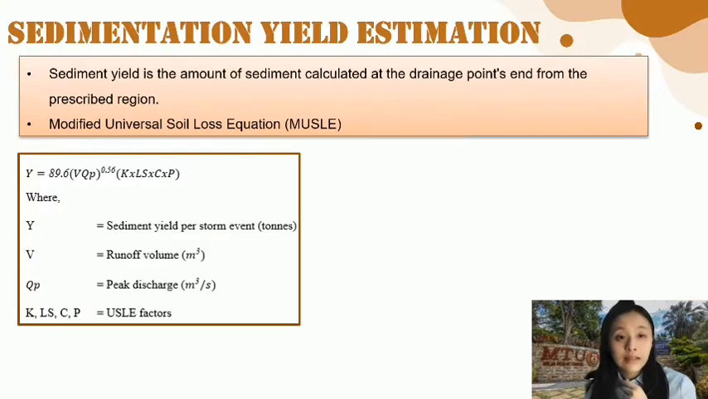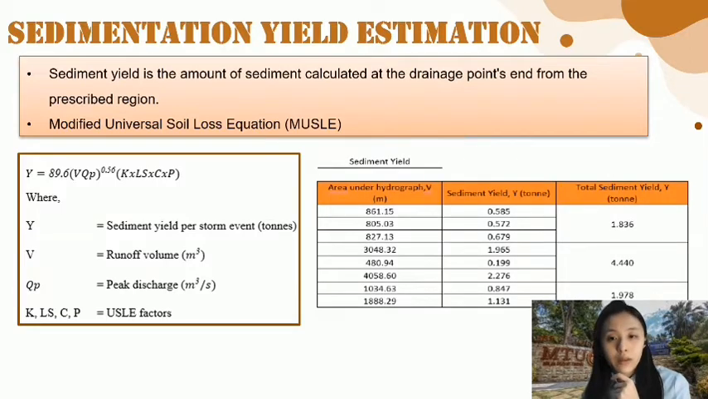Next, sediment yield estimation. Sediment yield is the amount of sediment calculated at the drainage point's end from the prescribed region, and it can be estimated using the modified universal soil loss equation as shown in the boxes. This is the result, where the total sediment yield for every zone.